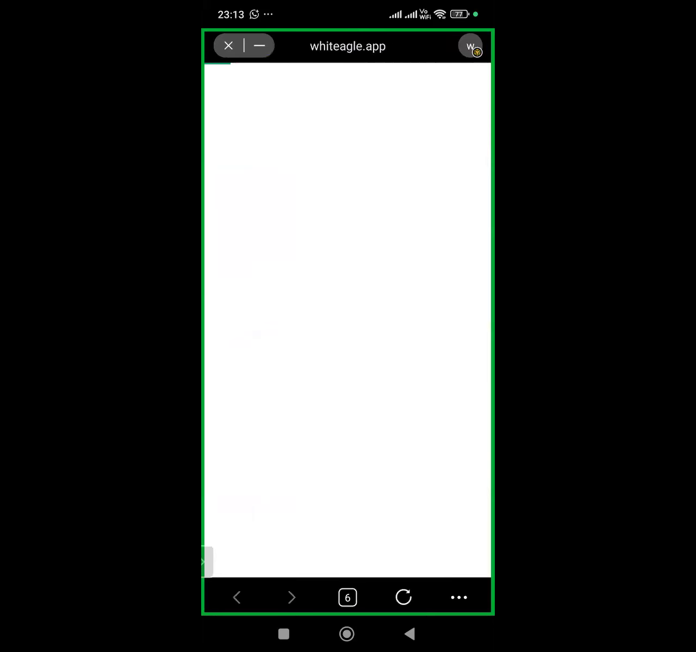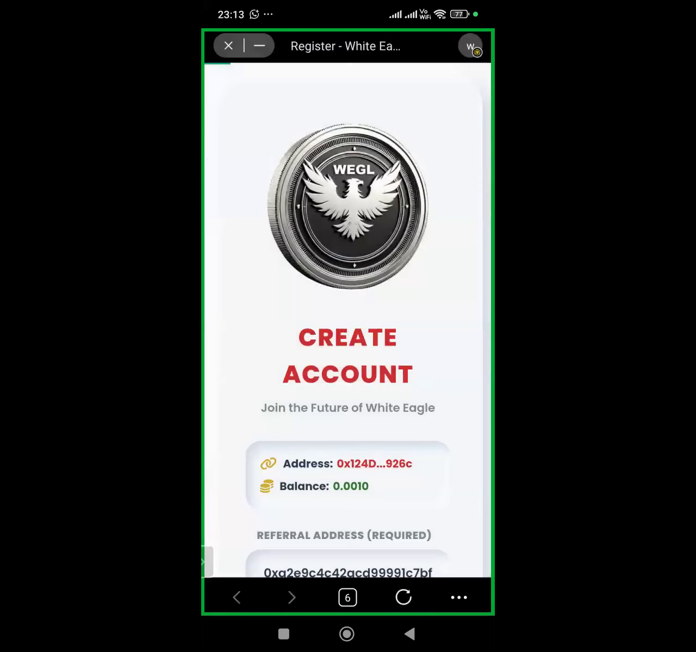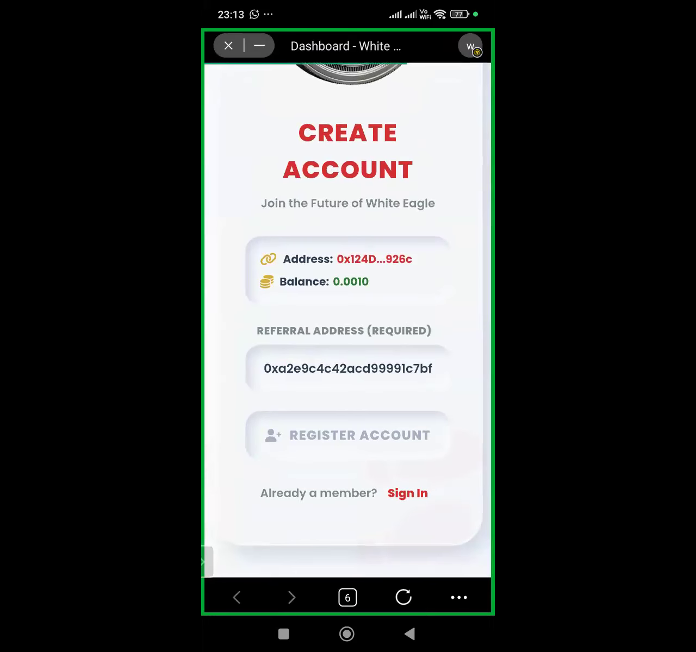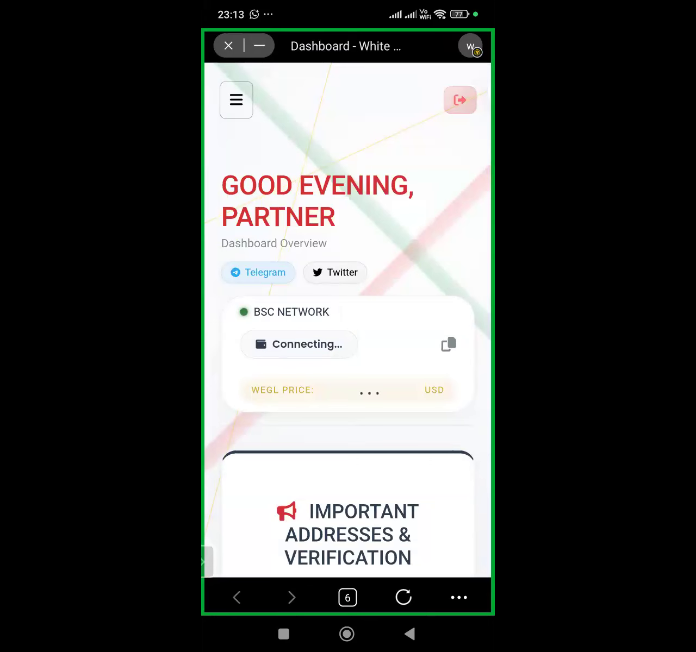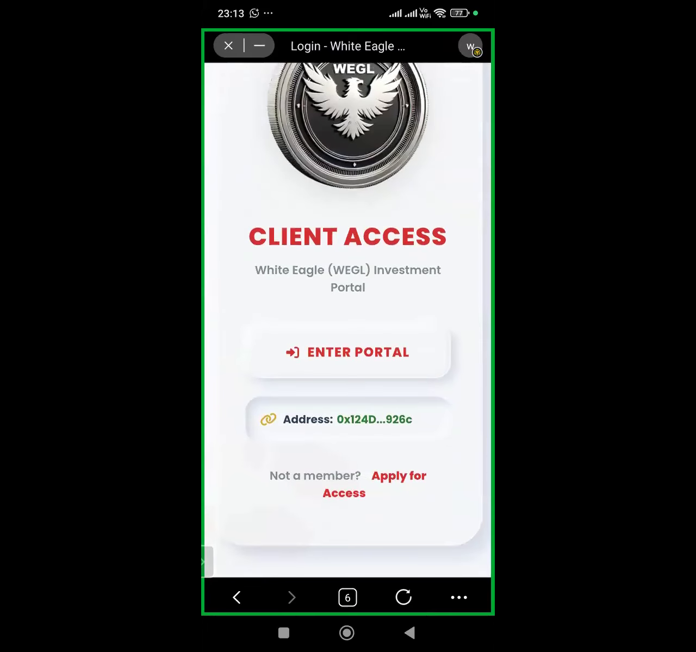You see, this is the referral link. You paste it, and here it says that I am already registered. But if you are not registered, it will show registration. Those who are not registered will be asked to click on the registration button. You click on the registration button, confirm the transaction, and you will be registered successfully.